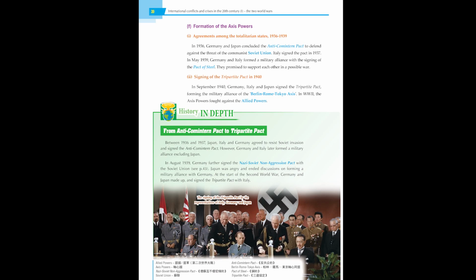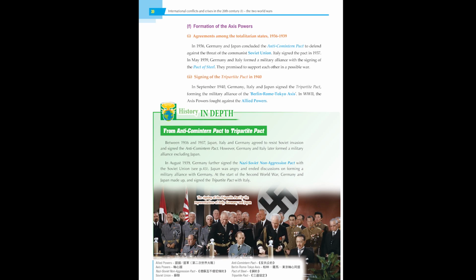2. Signing of the Tripartite Pact in 1940. In September 1940, Germany, Italy, and Japan signed the Tripartite Pact, forming the military alliance of the Berlin-Rome-Tokyo Axis. In the Second World War, the Axis powers fought against the Allied powers.